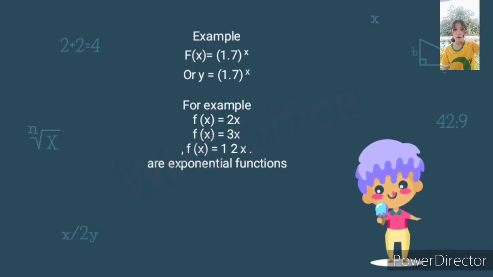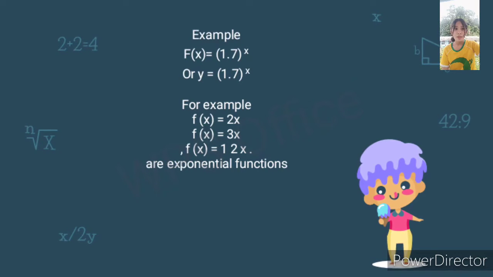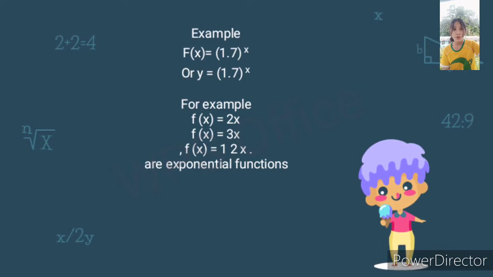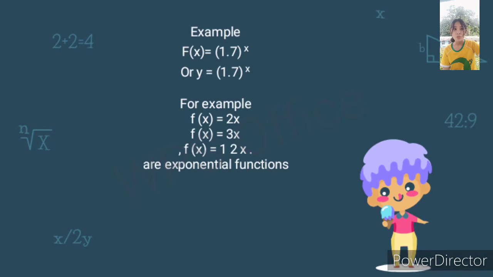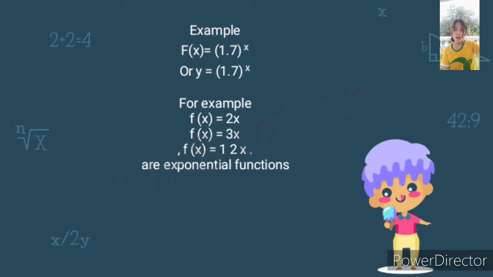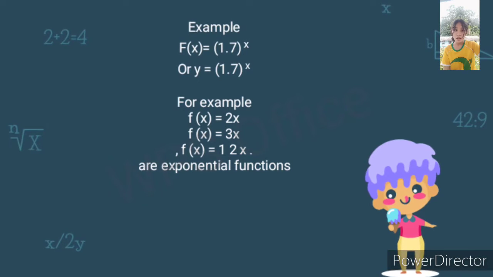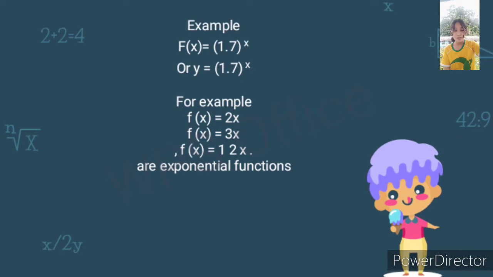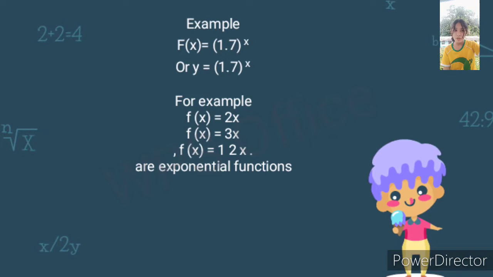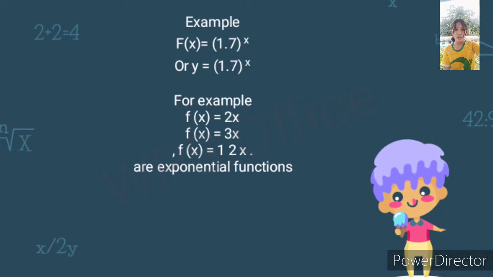For example, f of x is equal to 1.7 raised to x, or y equals 1.7 raised to x. Other examples are f of x equals 2 raised to x, f of x equals 3 raised to x, and f of x equals 12 raised to x, which are all exponential functions.